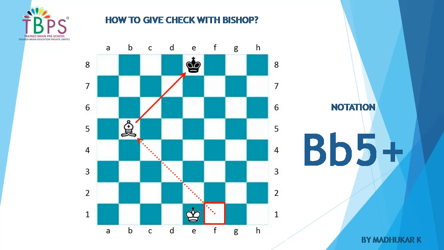Here, bishop has to move to b5 square in order to give check to the black king. The notation for this move is Bb5 plus. The plus is a check symbol. Here, king can escape to any square except d7 square, where the bishop is controlling.